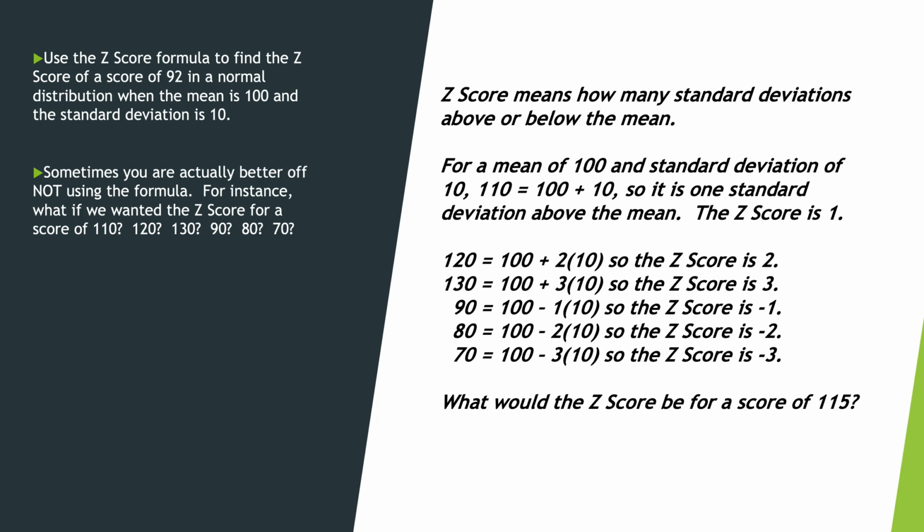Well, 115 is 1.5 z-scores, right? Because 10 is a z-score and 15 is a 10 plus a 5. So that's 1.5 z-scores.